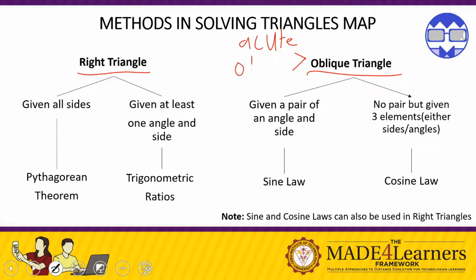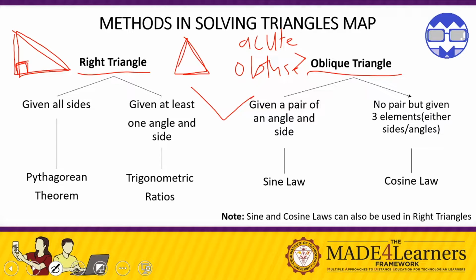Okay, so a right triangle would look like this, and the indicator that it's a right triangle is the 90-degree angle. If it's acute, it is either this, the standard triangle, or we have the wide triangle.